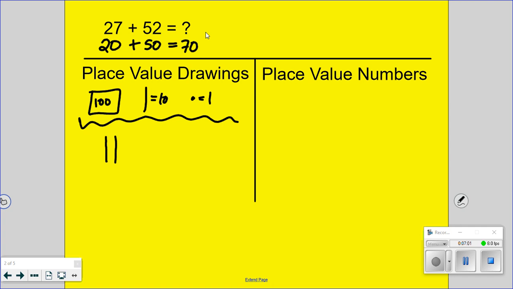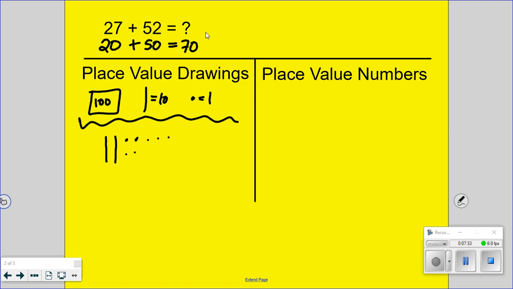And then how many ones? Okay. 2 tens. How many ones? Seven. Right here. Seven in my ones place. I like to arrange my ones like a tens frame. So I put 5 in a row. And then I do my 2 down below. I drew out 27 using base 10 pieces.